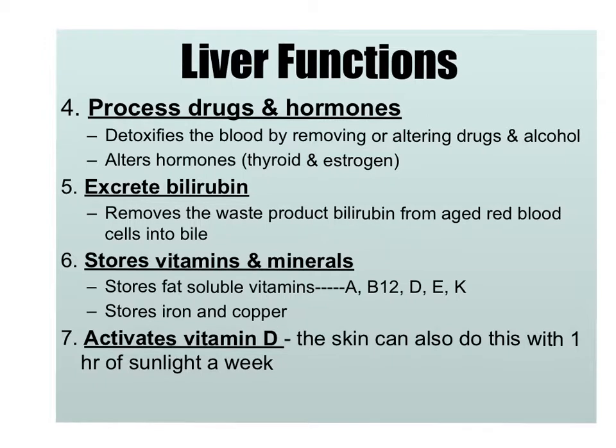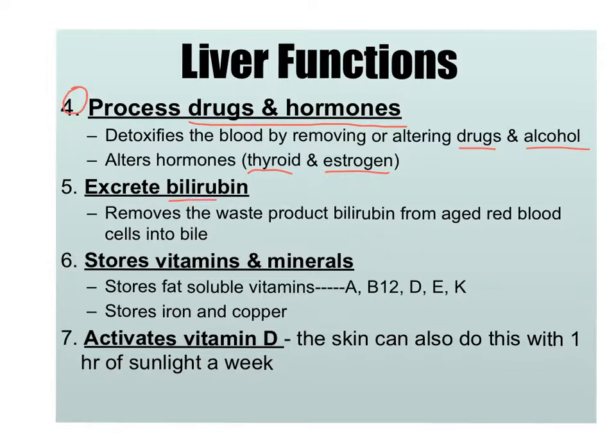Very important process right here, number 4. The liver definitely is the main organ that processes and gets rid of harmful drugs and hormones that are no longer needed. So it detoxifies the blood by basically breaking down the drugs and alcohol to remove them from the body. Also, hormones like your thyroid hormone and estrogen, you keep making more of this, but you got to get rid of it eventually, and it's the liver which breaks it down and allows it to be removed from the body.